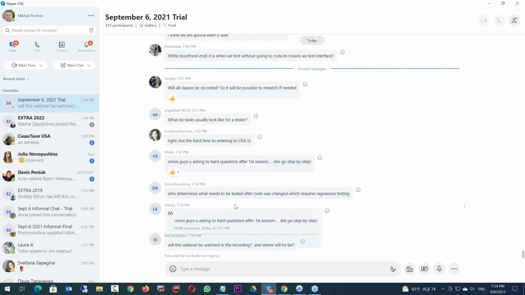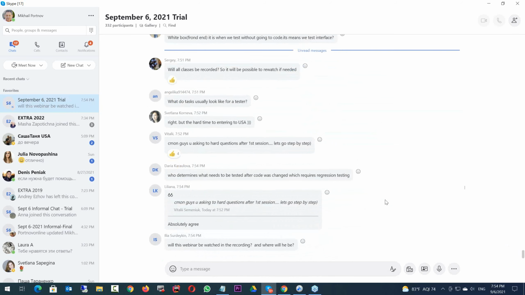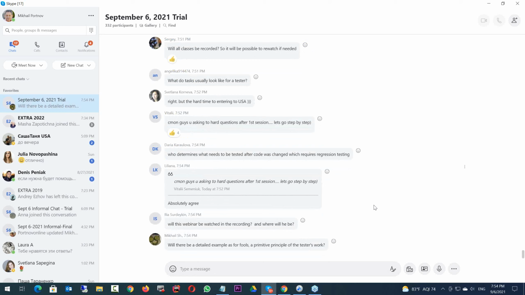Who determines what needs to be tested after code was changed, which requires regression? Look, you work in a company, you work in a team. And honestly, you don't care who decides that, because they will tell you. You have processes, you join the team, and the team works in a certain way. So you come to the team, you learn how that team operates, and operate with the team. That's it. Your question doesn't have any answer because each team is different.